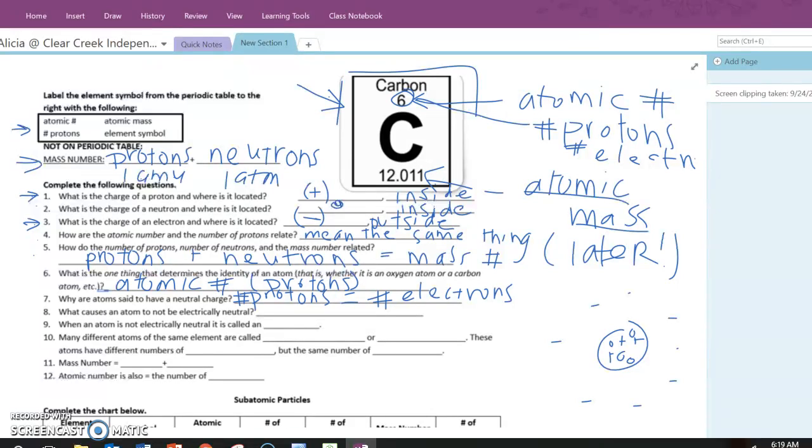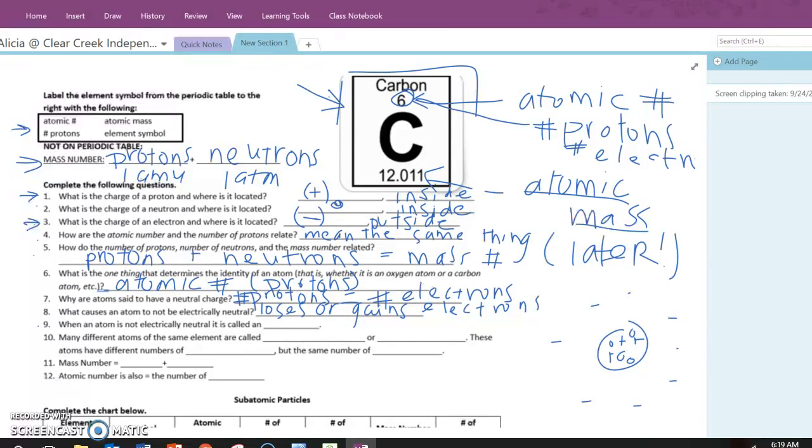What causes an atom to not be electrically neutral? If it loses or gains electrons. It can't lose or gain protons. If it does, then it's no longer that element, right? Because its identity is based on its number of protons. But it can lose or gain electrons, and they do that frequently. Anytime you have a compound created or separated or a chemical reaction, and that was part of those postulates: atoms separate, combine, and rearrange to form chemical reactions. They are doing that when they lose and gain electrons.